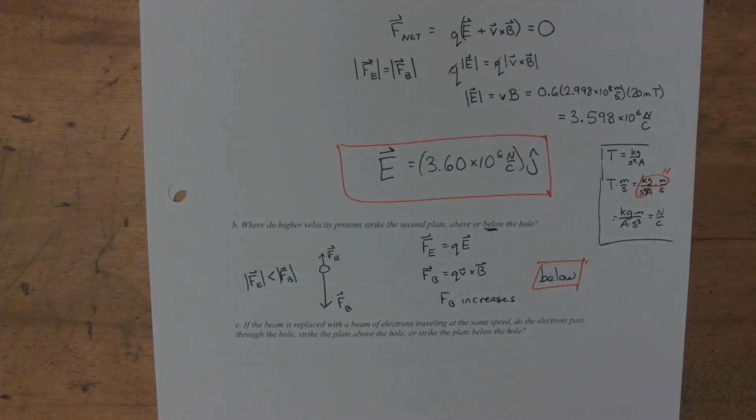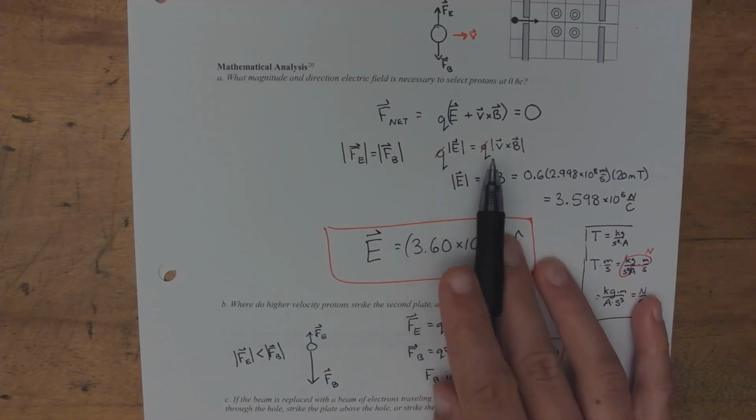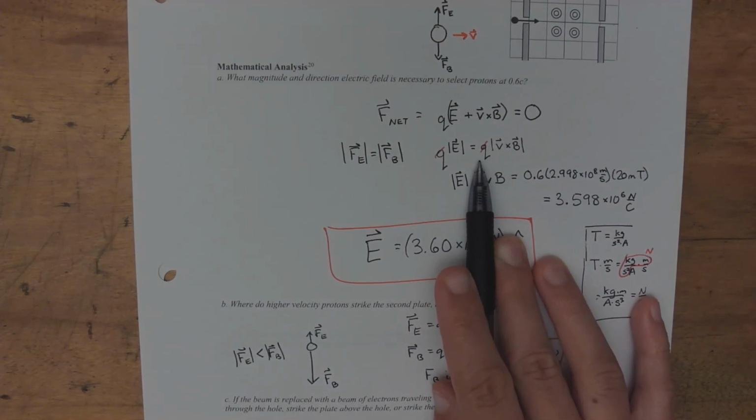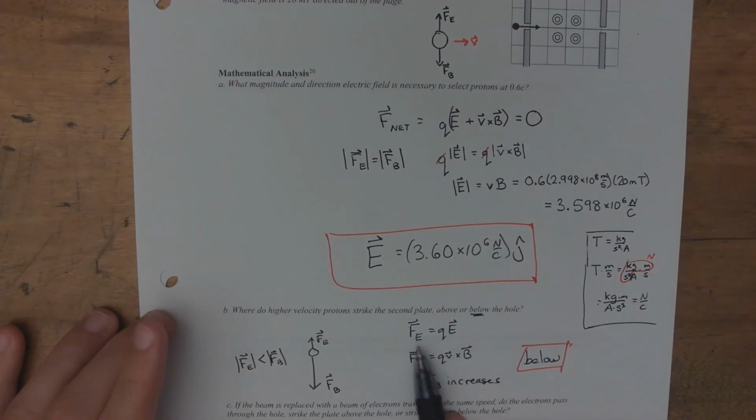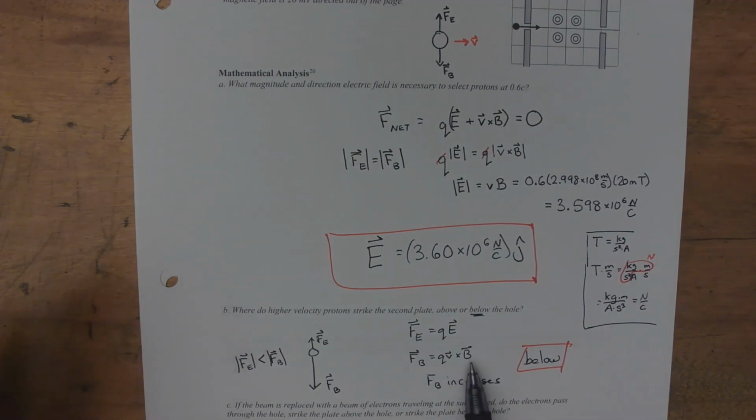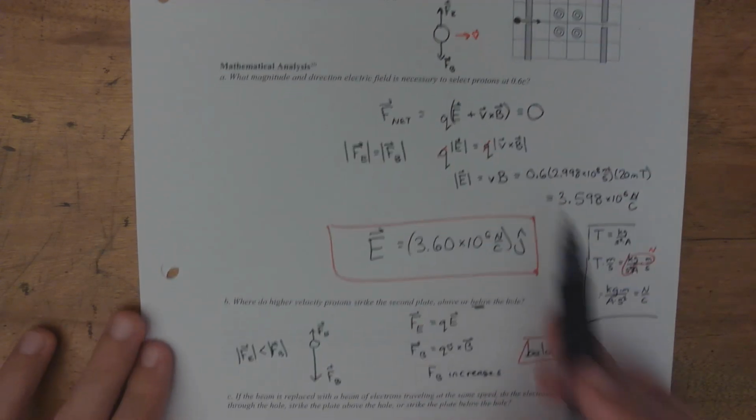And in part C, if the beam is replaced with a beam of electrons traveling at the same speed, do the electrons pass through the hole, do they strike the plate above the hole, or do they strike the plate below the hole? Well, the charge is different, but in fact, the charge canceled out when we did this, when we set the magnitude of the two forces equal to each other. So when you look at the electron, because it's negative, the direction of each force changes. But the value of the charge didn't matter when we solved this.